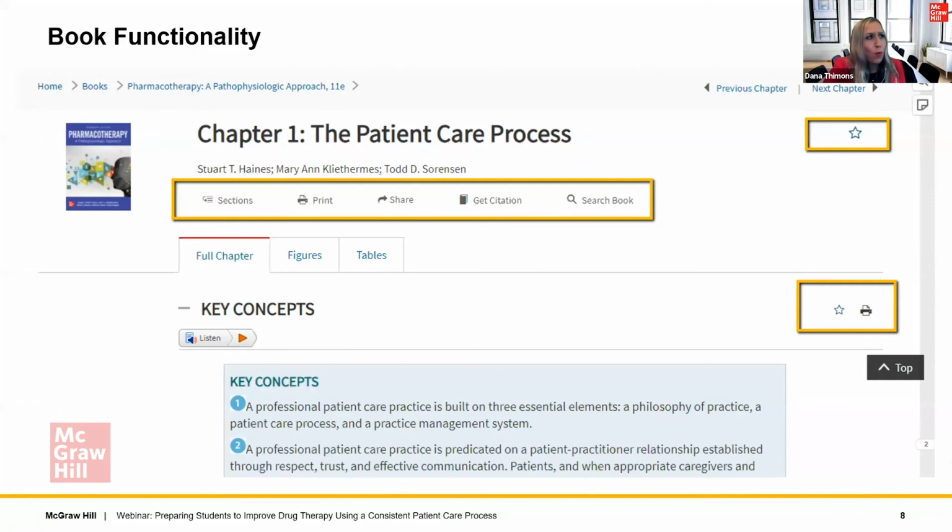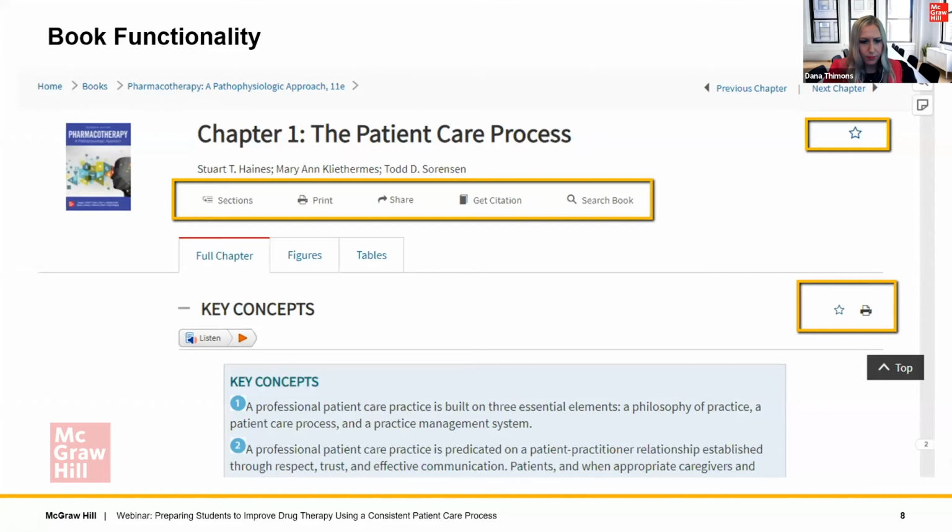Whenever you click into one of the textbooks, you'll notice that they all have a pretty similar functionality. So you can print. This now says PDF. We've made that change just this week, so you can download the PDF, but of course you could print the PDF as well. You can jump to a particular section, you can share, so if you click on that, that will provide you with a link to email a particular chapter. You can get a citation, and you can also search within the book. And you can add content to your favorites. That's what these stars are up here. You won't see these stars unless you're signed into the My Access profile.